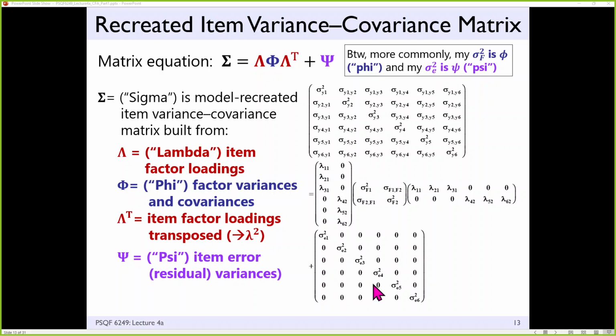That is a choice. We start with that as a default most of the time. But if you believe that the items have something else in common that's not the factor, you can estimate a covariance in any of these spots. Those are called error covariances or residual covariances. That's the most common way to address a model that doesn't fit, is to add extra relationships where they're needed.